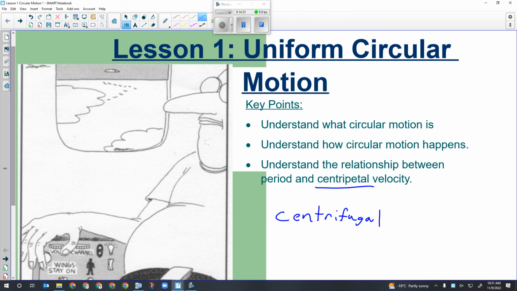Centripetal means center seeking. Centrifugal means center fleeing. There's actually no such thing as a centrifugal force. We use that term all the time incorrectly. If I leave a circle, it's because of a lack of a centripetal force, not because of a centrifugal force that is throwing me out of the circle. What makes me leave the circle is Newton's first law, inertia.